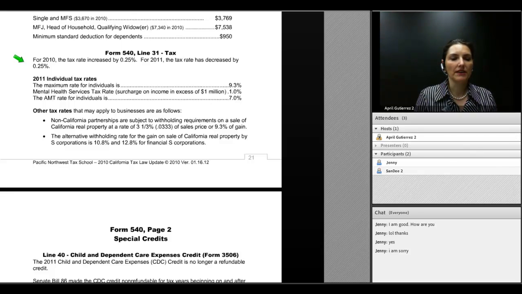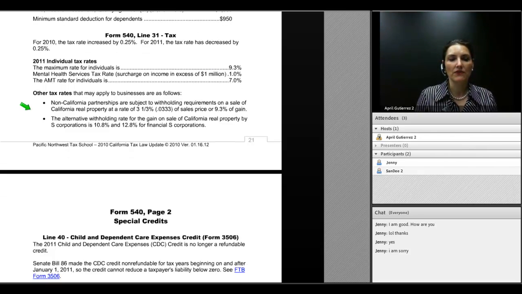Form 540, line 31, tax. For 2010, the tax rate increased by 0.25%. That was a temporary rate increase, and it is again dropped by that same amount for 2011. The 2011 maximum tax rate for individuals is set at 9.3%. If you have income in excess of $1 million, you are subject to an additional 1% mental health services tax rate surcharge, and the alternative minimum tax rate for individuals is 7%.